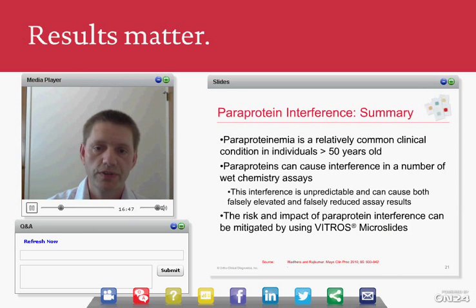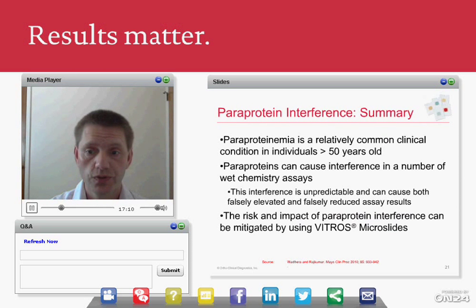So here's a summary of this section on paraprotein interference. Paraproteinemia is a relatively common clinical condition in individuals greater than 50 years old. The main cause of it is a condition known as MGUS, and the prevalence of MGUS is very high in older individuals, ranging in the high single digits in individuals over 80 years old.